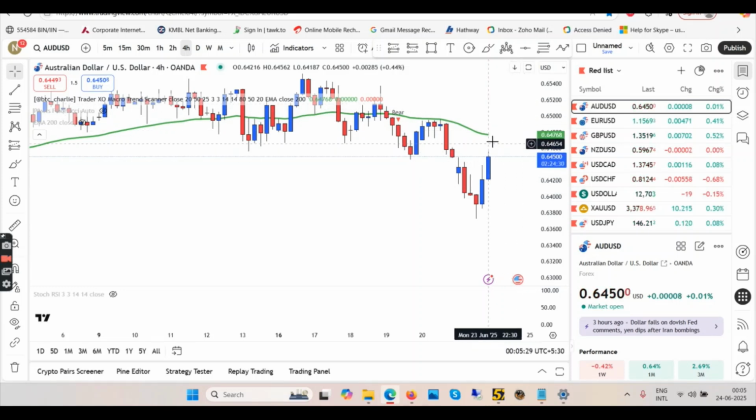So again, if rejection comes from here, then you have red candle, then go short. But if this high is broken, then go long after pullback, and same for NZDUSD.